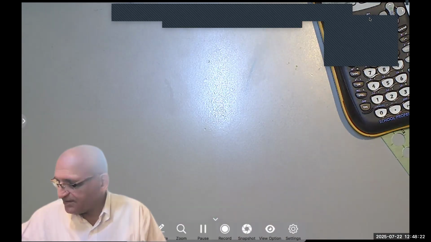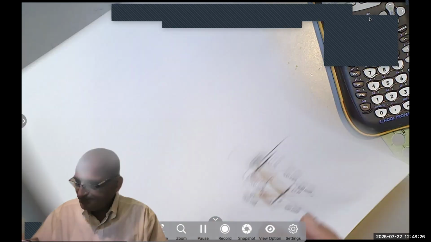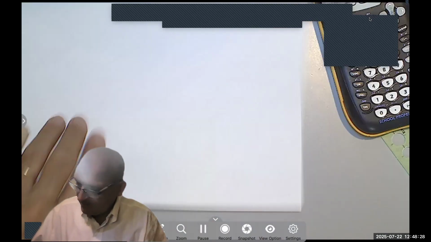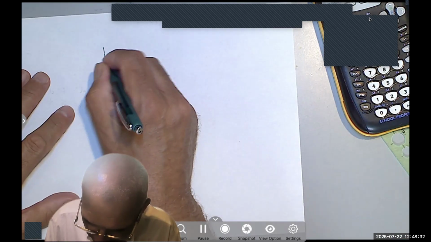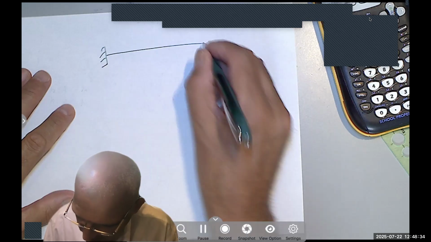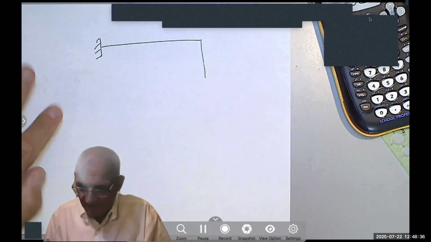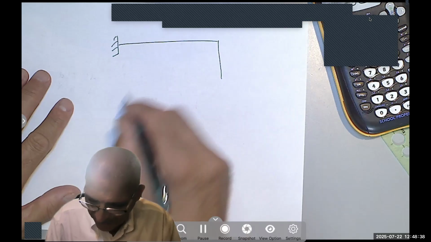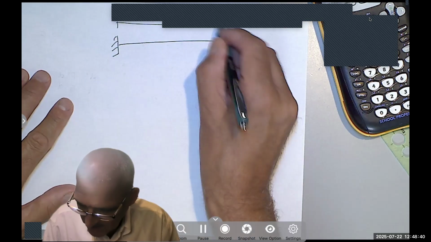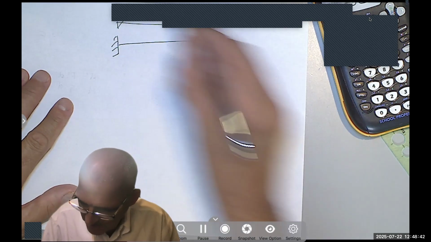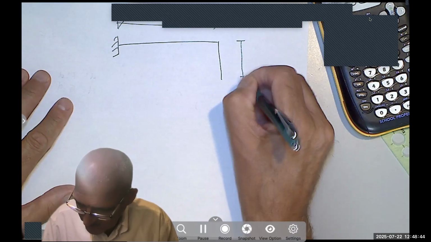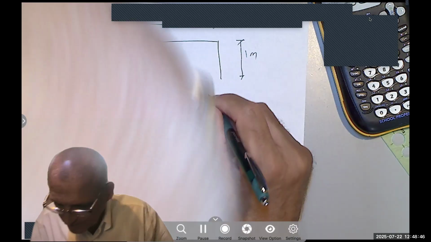Okay, let me then try to give you another problem. Make up a problem. Let's say I have a beam that looks like that, whatever. Let's make that 2 meters. Let's make that 1 meter.